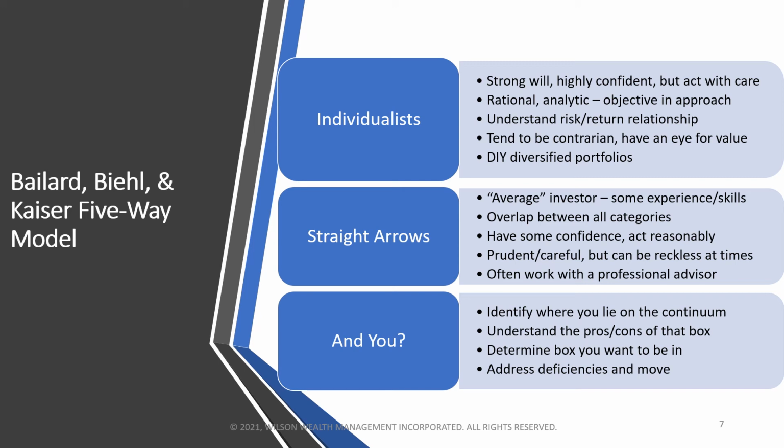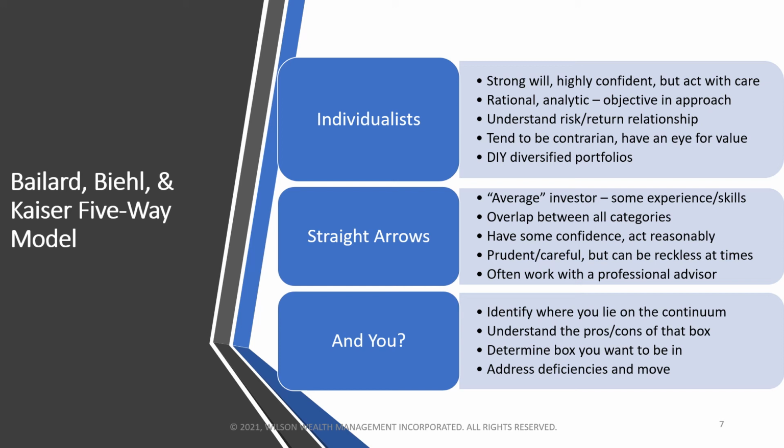The final box is the straight arrows. That's an average investor. And the problem with a lot of these models, including the Bailard Biehl, is that models tend to create extreme boxes. You're in here, you're a widow or orphan on the left side of the risk spectrum. You're a wolf of Wall Street on the right-hand side.